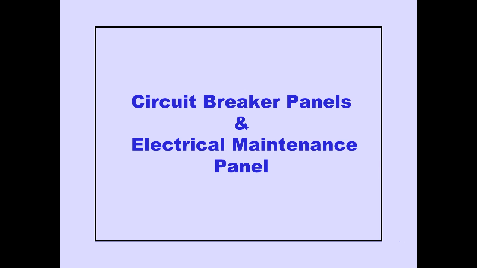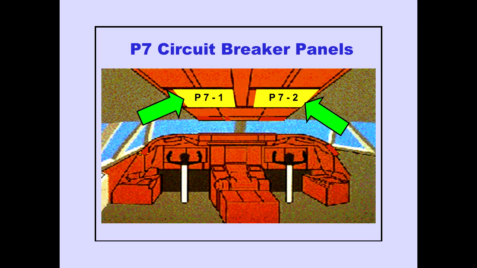Let's now discuss the circuit breaker panels and the electrical maintenance panel. There are two P7 circuit breaker panels, labeled P7-1 and P7-2, located aft of the overhead panel. All P7 circuit breakers should be in for normal flight operations.